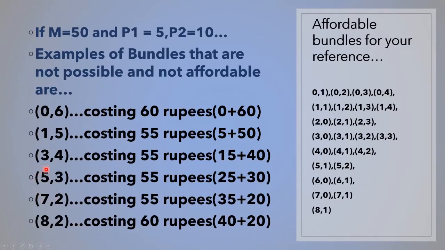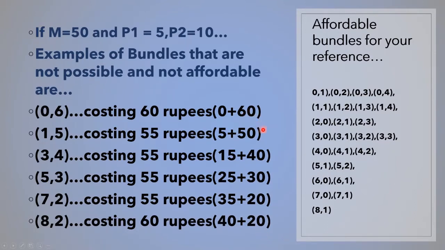Then again we have combinations (5,3), (7,2), (8,2). We can see here we are spending 25 on good 1, 30 on good 2. Not possible, giving us 55. We don't have 55, we have 50. Then again another combination, 35 and 20, going above our budget. So also with the last example, 40 rupees on good 1 and 20 rupees on good 2.